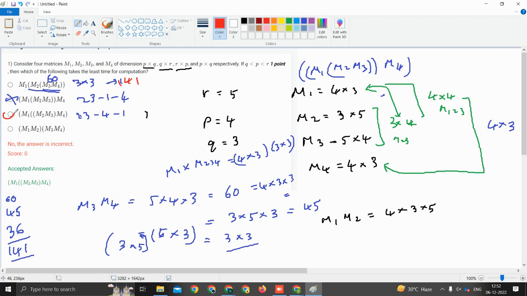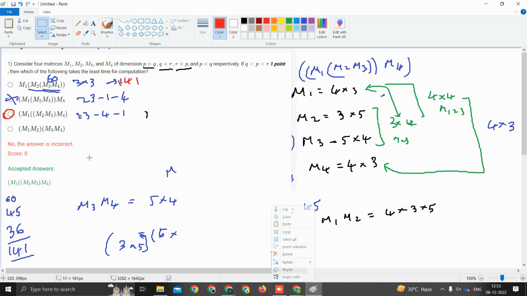141. Let's do it for the third option. I'll make sure that it goes. Let me not delete them. I'll just delete. I'll do it in a proper order, so it'll be easy for you.